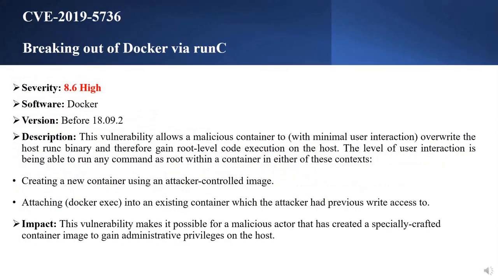To discuss further, the second vulnerability is breaking out of Docker via runc. The CVE for this vulnerability is 2019-5736. The severity score for this vulnerability is high, and that is 8.6. And the affected software for this vulnerability is Docker.